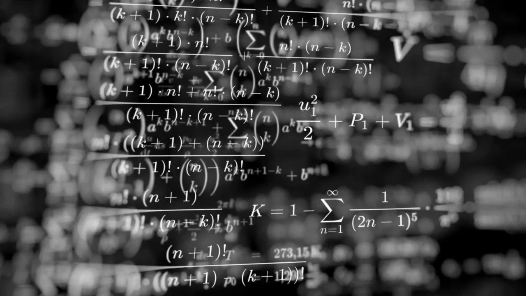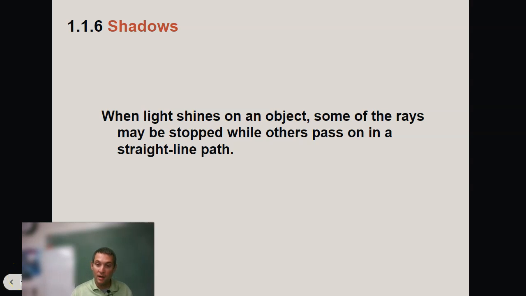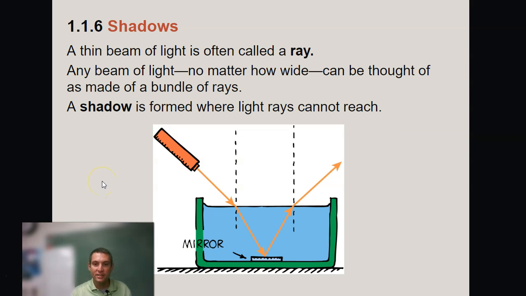What about those shadows? When light shines on an object, some of the rays may be stopped while others pass on in a straight line path. A thin beam of light is often called a ray. Any beam of light, no matter how wide, can be thought of as made of bundles of rays. A shadow is formed where the light rays cannot reach. So if something is blocking a ray's path, you will start to see a shadow.